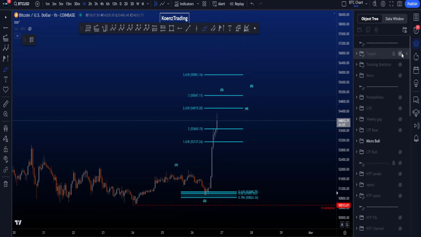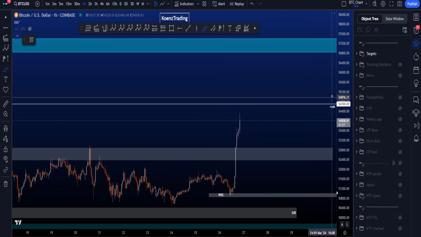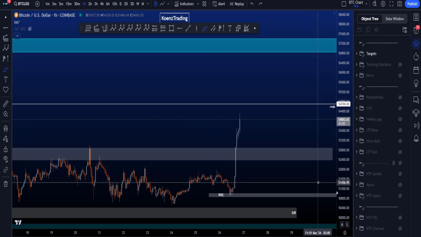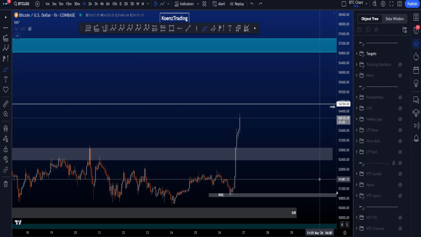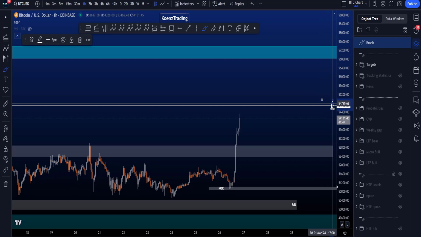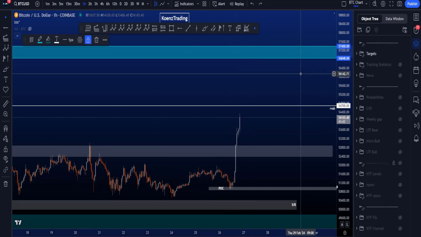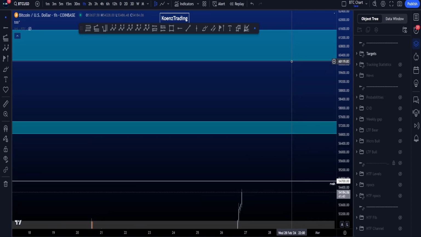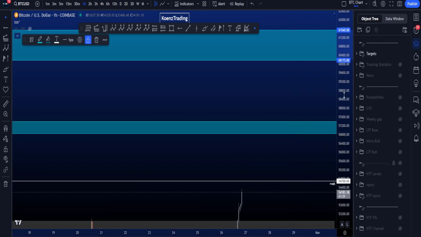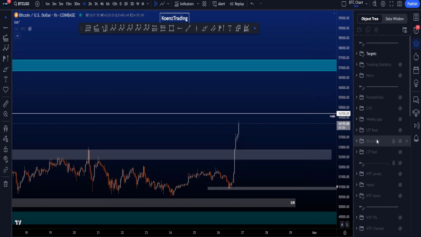When we look at the resistance areas to the upside, then we have a range value area high here at 54.7k, which is the value area high on the Bybit chart of the range of the year 2021. Above this level, we're looking for the blue box here, which is between 56.8k and 57.4k, and then we're moving to the upside here, 60.1k to 61.6k.